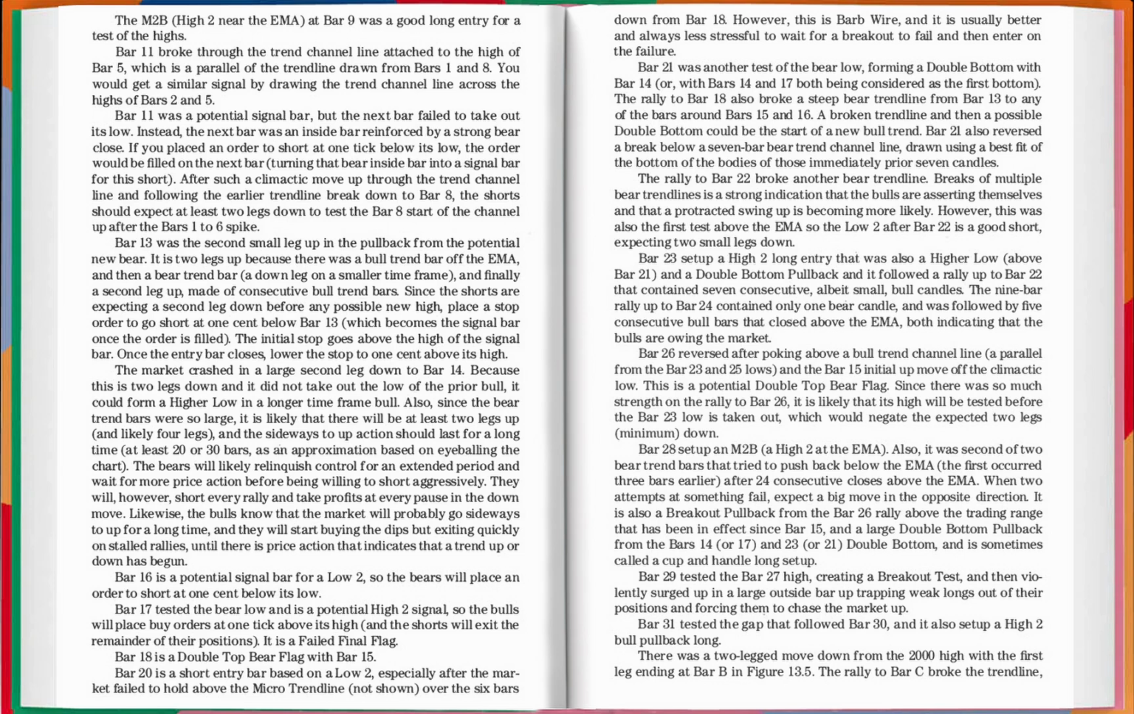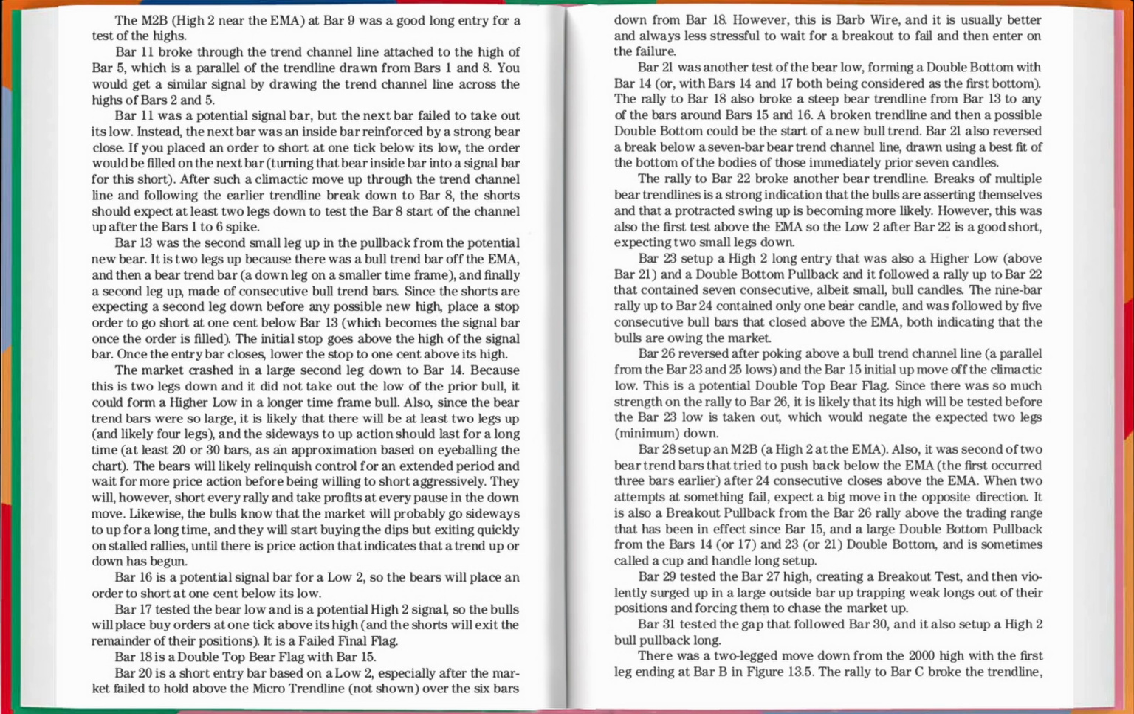The market crashed in a large second leg down to bar 14. Because this is 2 legs down and it did not take out the low of the prior bull, it could form a higher low in a longer time frame bull. Also, since the bear trend bars were so large, it is likely that there will be at least 2 legs up and likely 4 legs. And the sideways to up action should last for a long time, at least 20 or 30 bars, as an approximation based on eyeballing the chart.